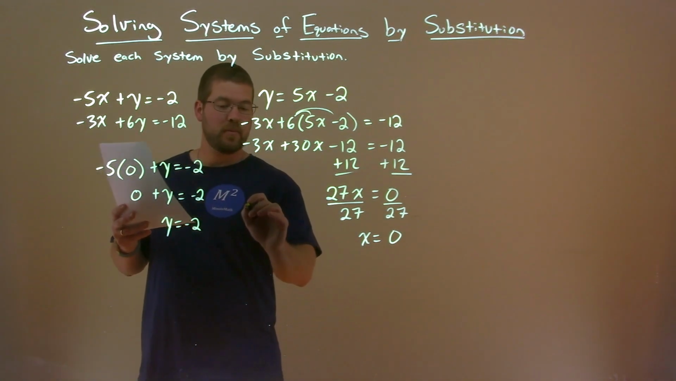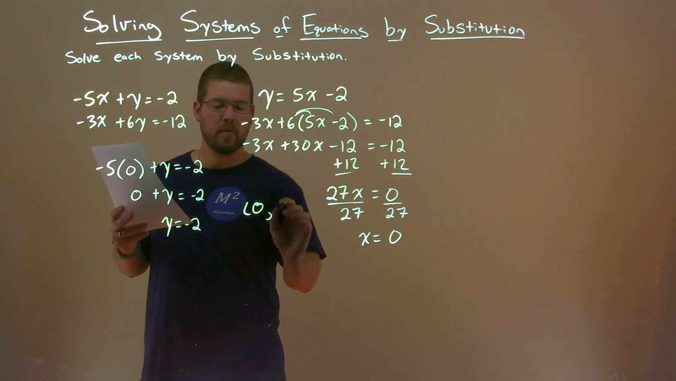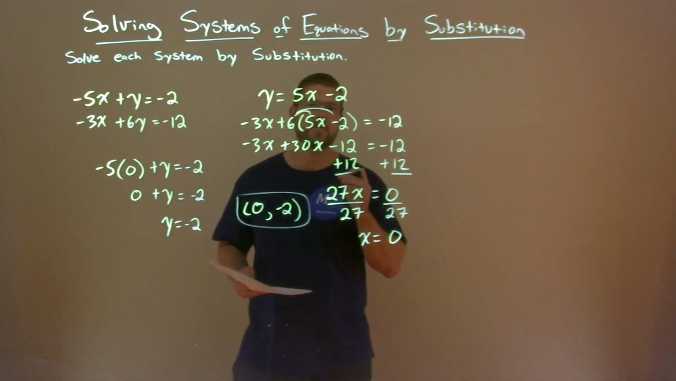And we can write these 2 parts as a coordinate point. 0 for x, y is negative 2, and our coordinate point is (0, negative 2).